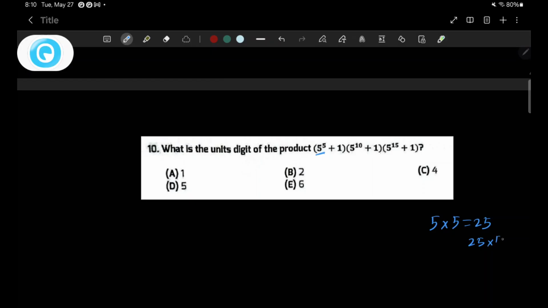25 times 5 is 125, and the reason for that is 25 times 5 times 5 is 25. So in every single case, when a 5 is being multiplied by a 5, we'll get a 5 at the end. So every single power of 5, the last number, which is the units digit, will always be 5. Using this, I can see that once I expand this, I will have some 5s with different powers, and at the very end I will have 1.